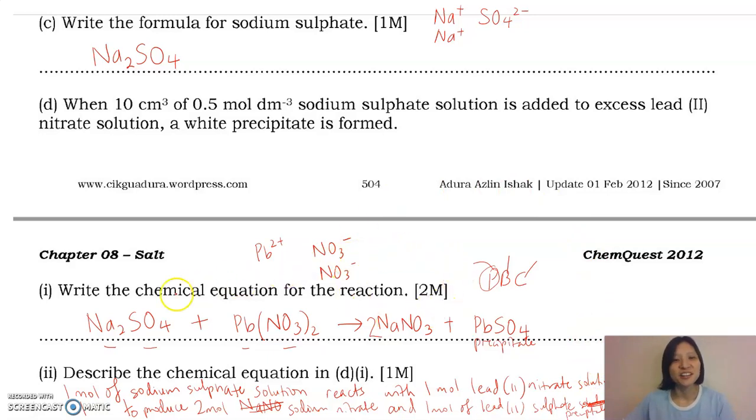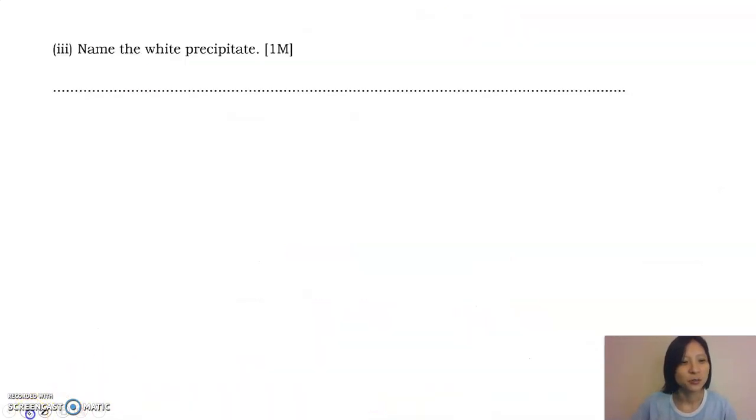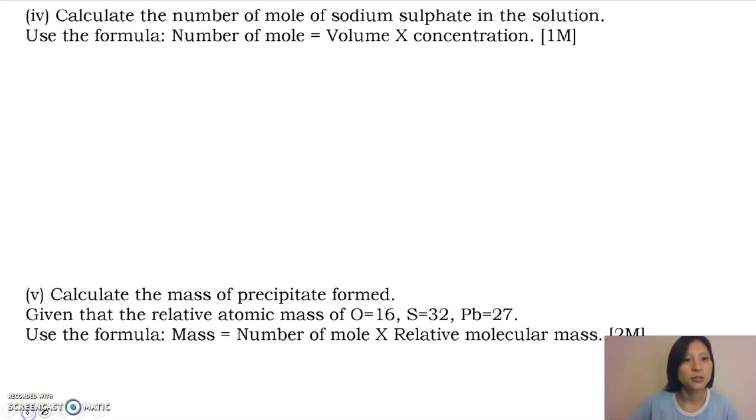So yeah, let's move on. The next question will ask you what is the precipitate. So we know that the precipitate is lead 2 sulfate. So we want to name the precipitate. Name, so you have to write the full name. Lead 2 sulfate. Next question.